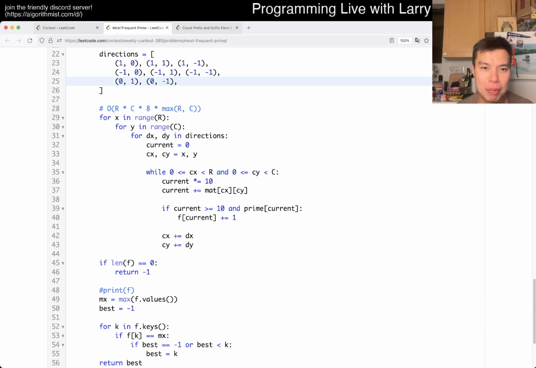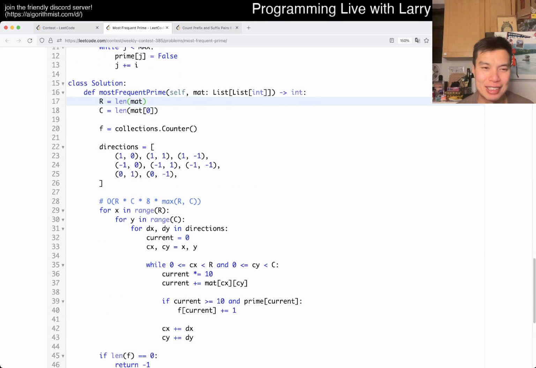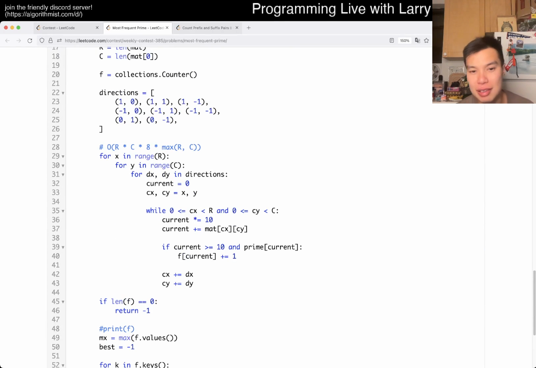And so it's this plus the time of the sieve. And you could kind of bound this sieve based on R and C, but I don't know. It's just very easy to make mistakes, so I just kind of chose it to be a million. Who wants to be a millionaire? So anyway, that's what I have for this one.